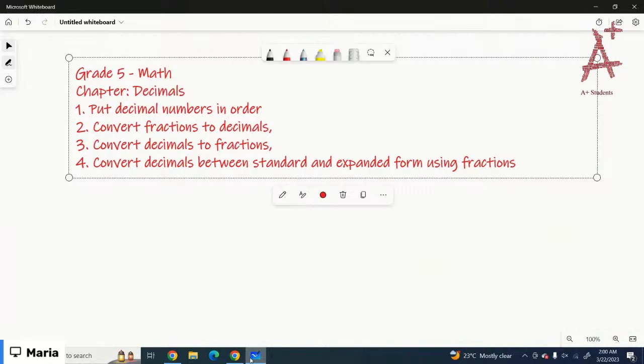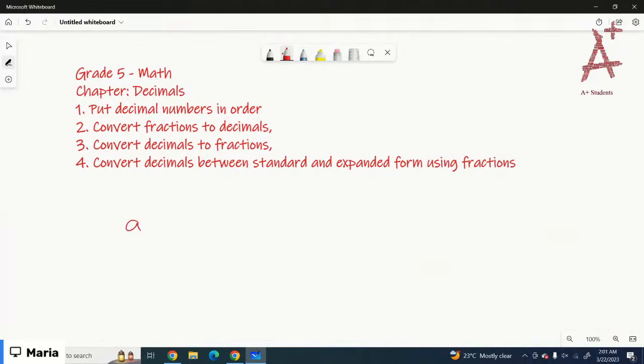So we're going to start with grade 5 maths. You can find all the lessons on aplusstudents.com. You have to log in there using your email address and password as provided by the administrator. Then you have to select math from the subject tab. Scroll down to grade 5 and then click on view all lessons. There you can find the list of the chapters.